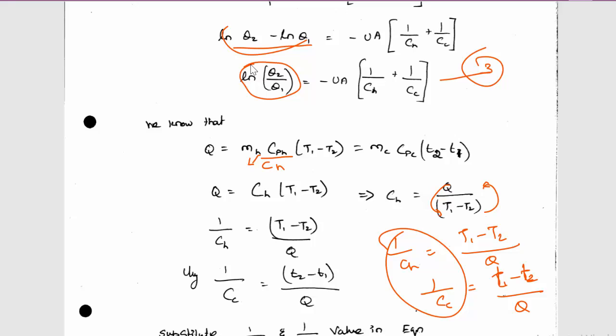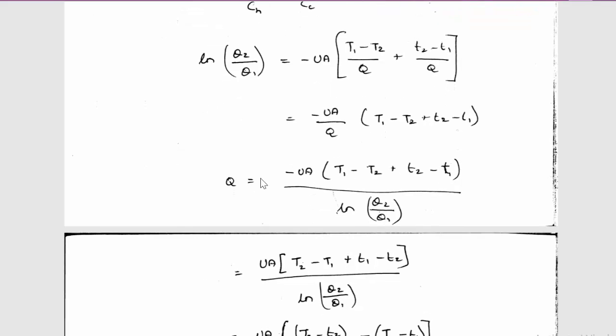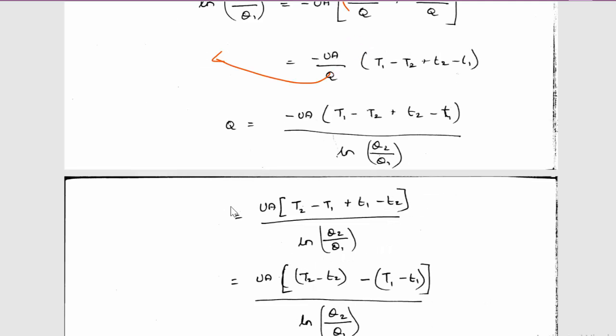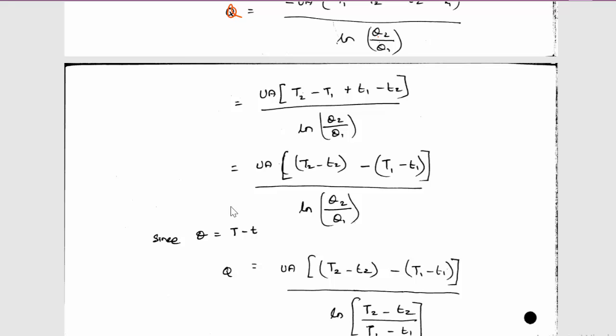This equation may be taken as number 3, and these two values have to be substituted in equation number 3. So ln theta 2 divided by theta 1 equal to minus UA, I am substituting those two equations here. So the q value can be taken out commonly, and inside the bracket (T1 minus T2) and (t2 minus t1). This q has to go to this side, and q equal to UA. So this equation is divided by the left hand side, ln theta 2 divided by theta 1. I am just rearranging all these values like this.